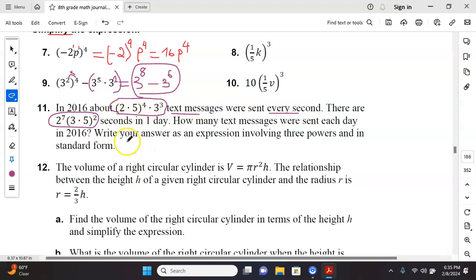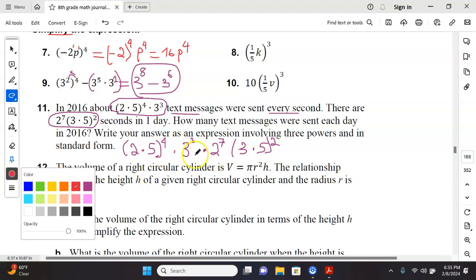we're going to take 2 times 5 raised to the 4th power times 3 to the 3rd power. That's how many text messages are sent in 1 second. And then you have to multiply by how many seconds there are in a day, which is 2 to the 7th power times 3 times 5 to the 2nd power. From there, I can use the 3 rules that I learned today to simplify this.